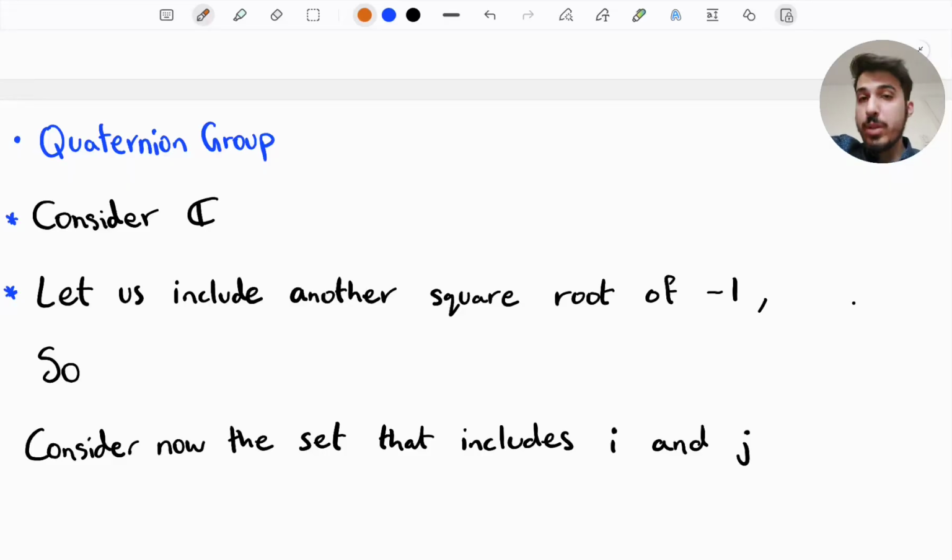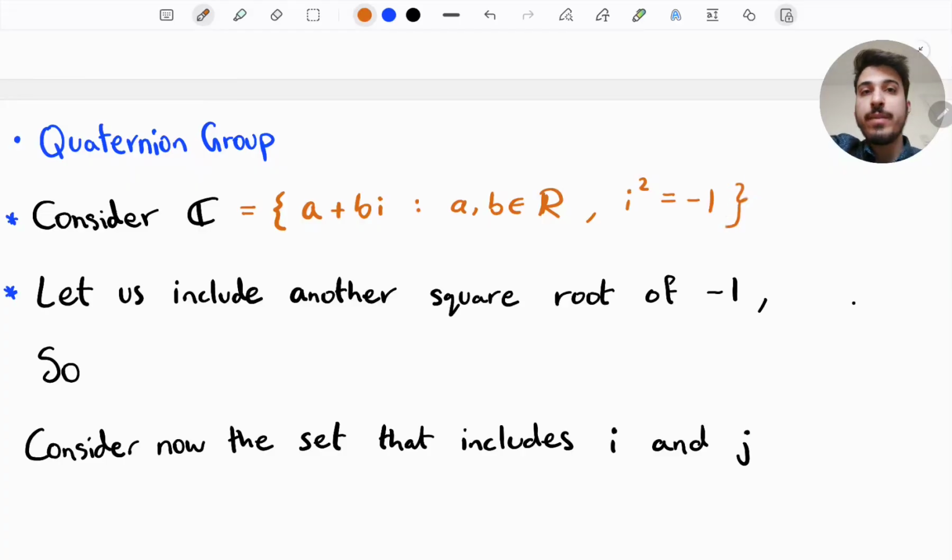To start, we will consider the set of complex numbers. So the complex numbers are, again, the numbers a plus bi, where a and b are real numbers, and i is such that i squared is equal to -1. So i is the square root of -1. It is a fairly standard definition of the complex numbers, C.